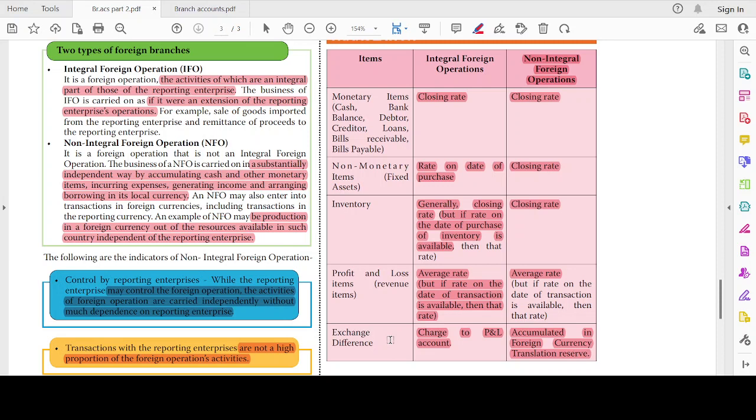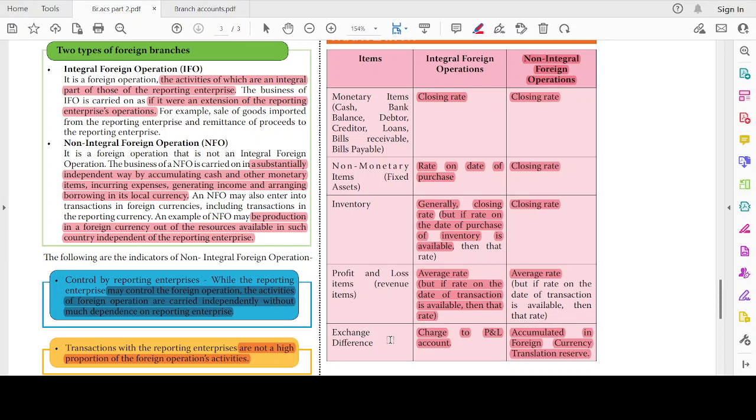That's why I'm keeping a separate account known as foreign reserve account. Let's repeat it again. For integral operation, monetary items are at closing rate, non-monetary items at the rate on date of purchase, and inventory generally at closing rate. If the actual rate on date of purchase is available, then that rate will be preferred. Profit and loss account items at average rate, and then the exchange difference will be transferred to profit and loss account.